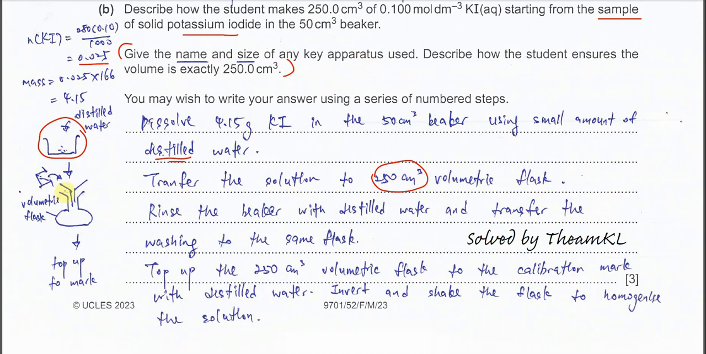After that, you need to rinse the beaker here with distilled water and transfer the washing to the same flask. After that, you need to top up this 250 cm³ volumetric flask to the calibration mark somewhere here with distilled water also. After that, invert and shake the flask to homogenize the solution. This will be the full preparation for this solution.